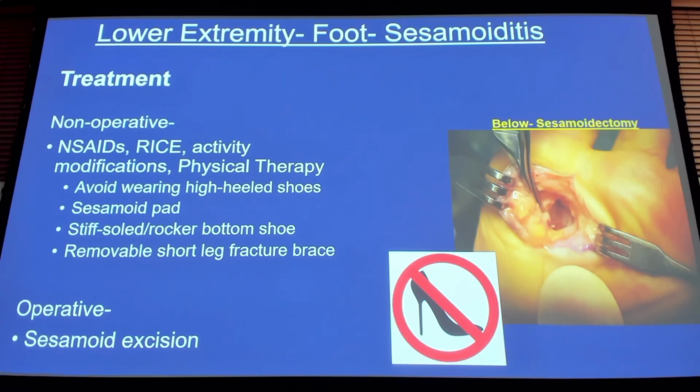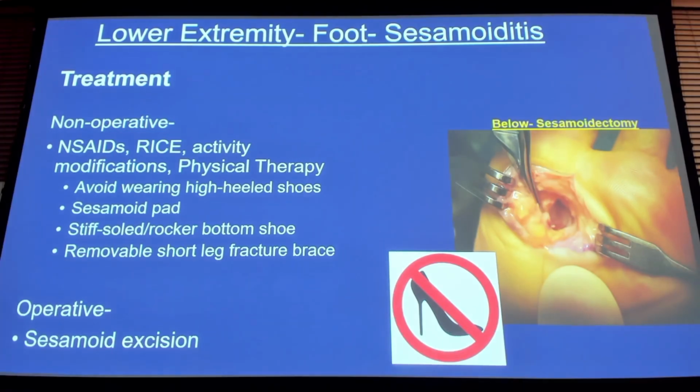And when all that fails, then of course we get to surgery and you just remove them. Right? Okay. Making sure in the process that you wear the right shoes. Yes, sir. So would it be common to just remove the sesamoids for diabetic patients with neuropathy or plantar ulcerations, especially since it's weight bearing?